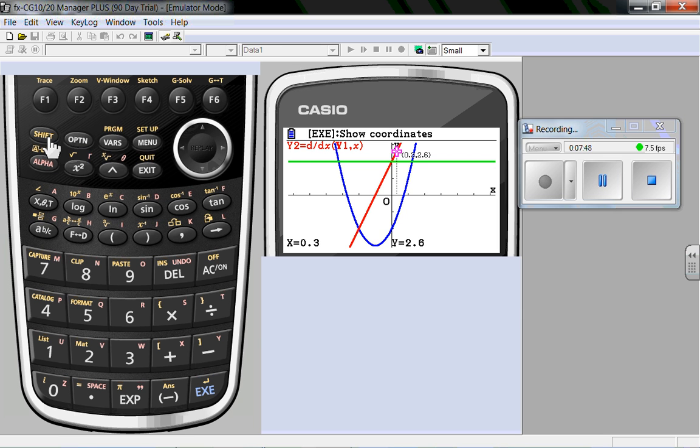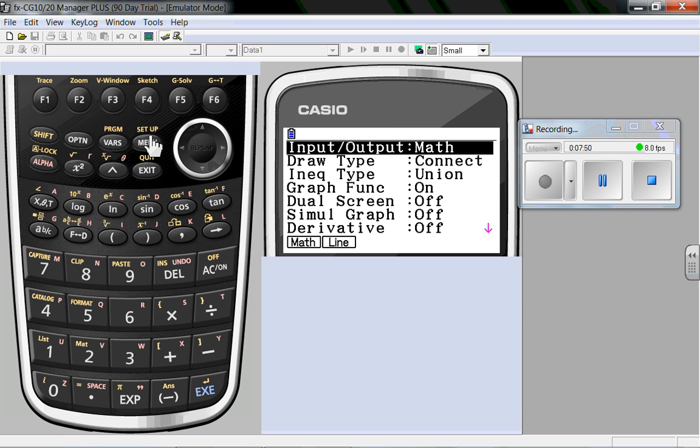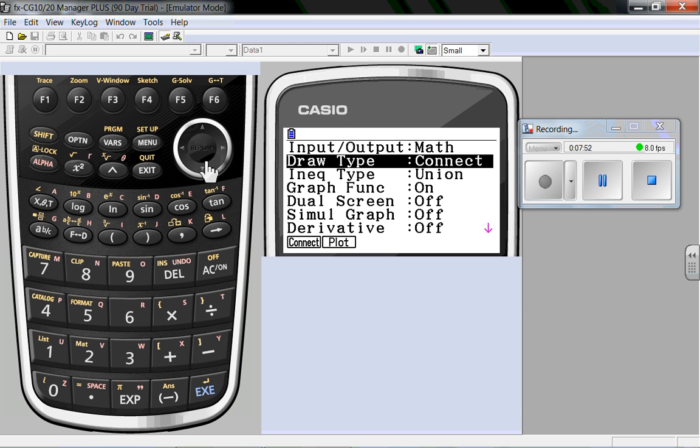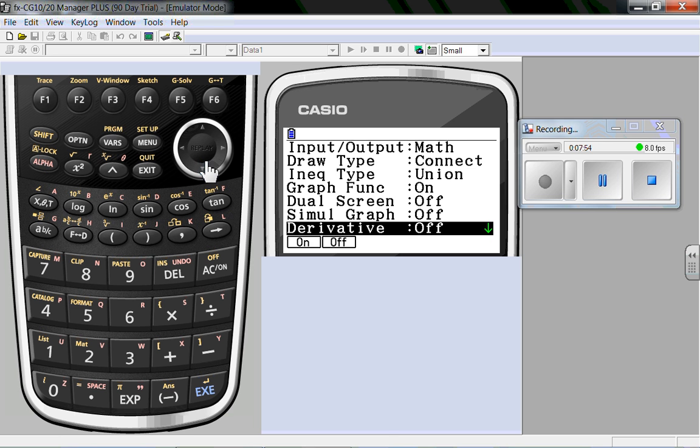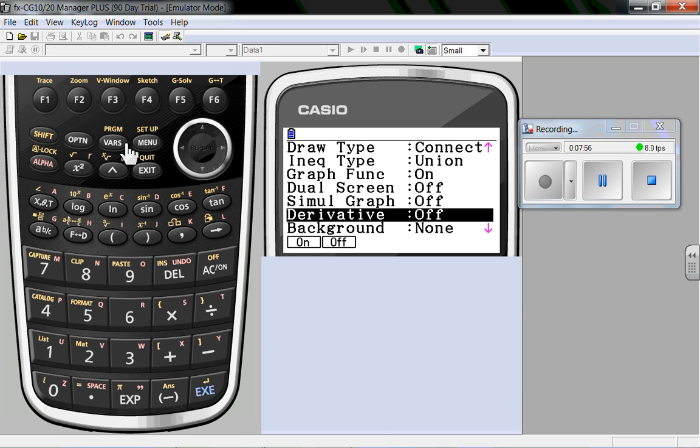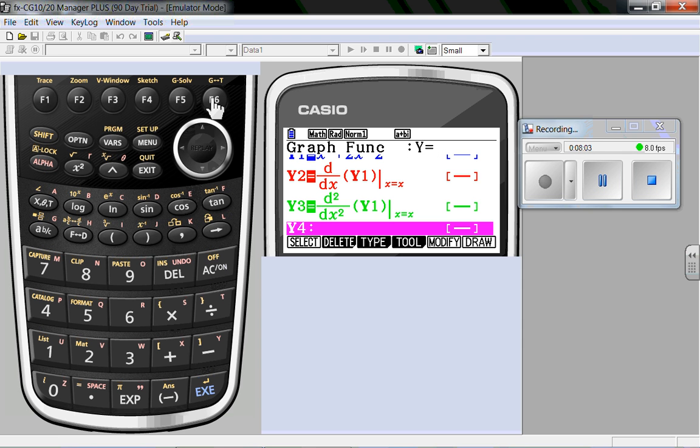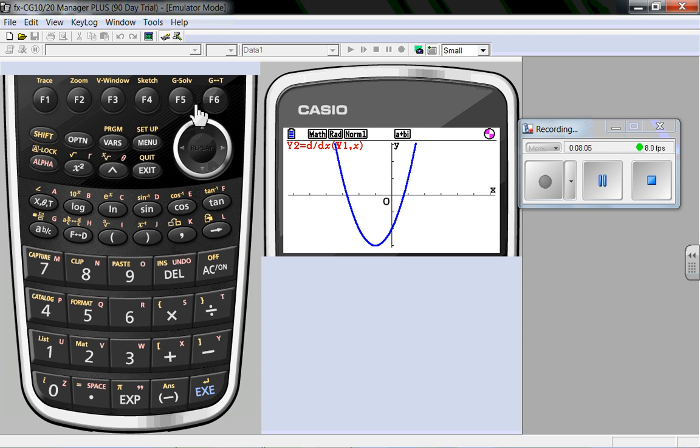I can also turn on the derivative if you want to watch that. Currently the derivative is turned off. I'm going to go ahead and turn it on. Now when I trace, I'm going to see the derivative at each one of those points as I trace. So when I press trace, I'm going to get an extra piece of information here, which is dy/dx. There's my derivative at that point.